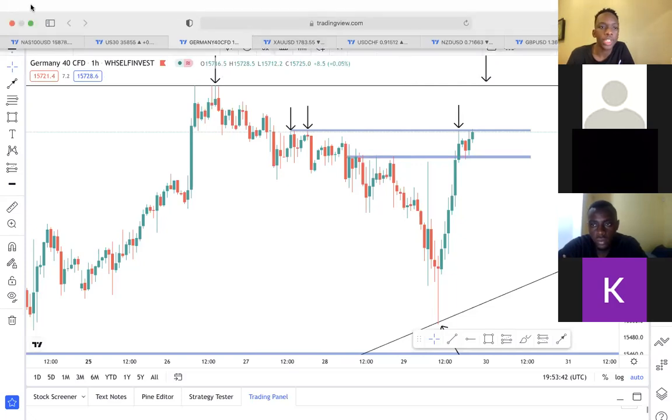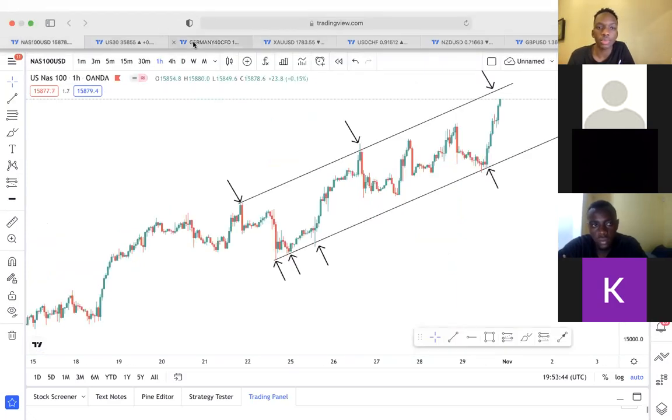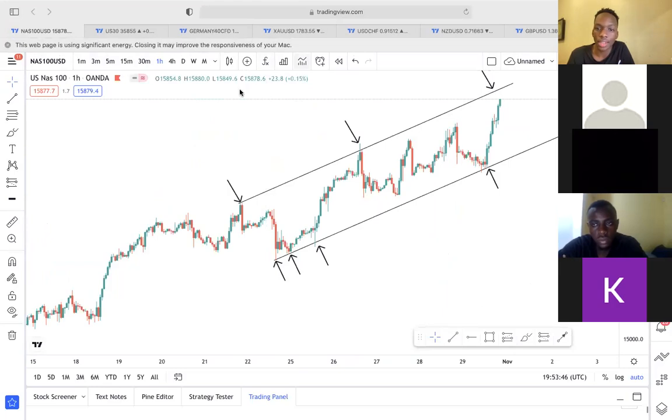So let's be patient. Let's wait for those setups to play out, guys. I'll analyze GBP JPY and send it out in the group when the setup is valid.